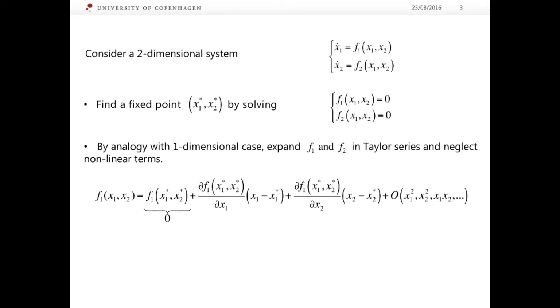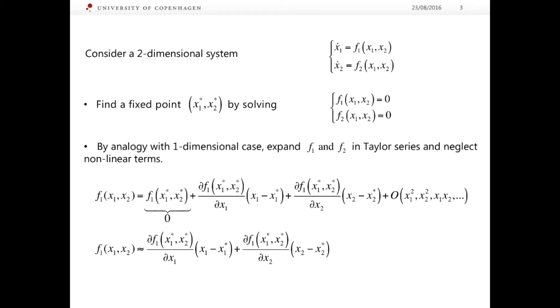By the definition of the fixed point, we know that this term must be equal to 0, because it represents the first component of the phase velocity vector at the fixed point. The expansion contains two linear terms which include deviations from the fixed point, x1 minus x1 star and x2 minus x2 star, and it contains higher order nonlinear terms.